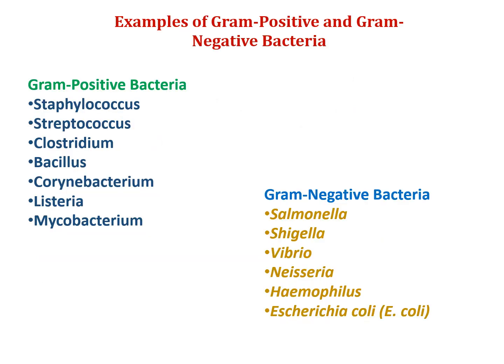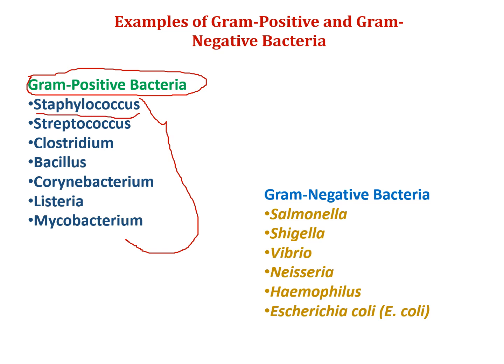Some examples of gram-negative and gram-positive bacteria. One thing you have to notice here: all the bacteria names are scientific words. If you write them anywhere, always underline the scientific word, or you can write it in italics. Staphylococcus, Streptococcus, Clostridium, Bacillus. These are the gram-positive bacteria examples.